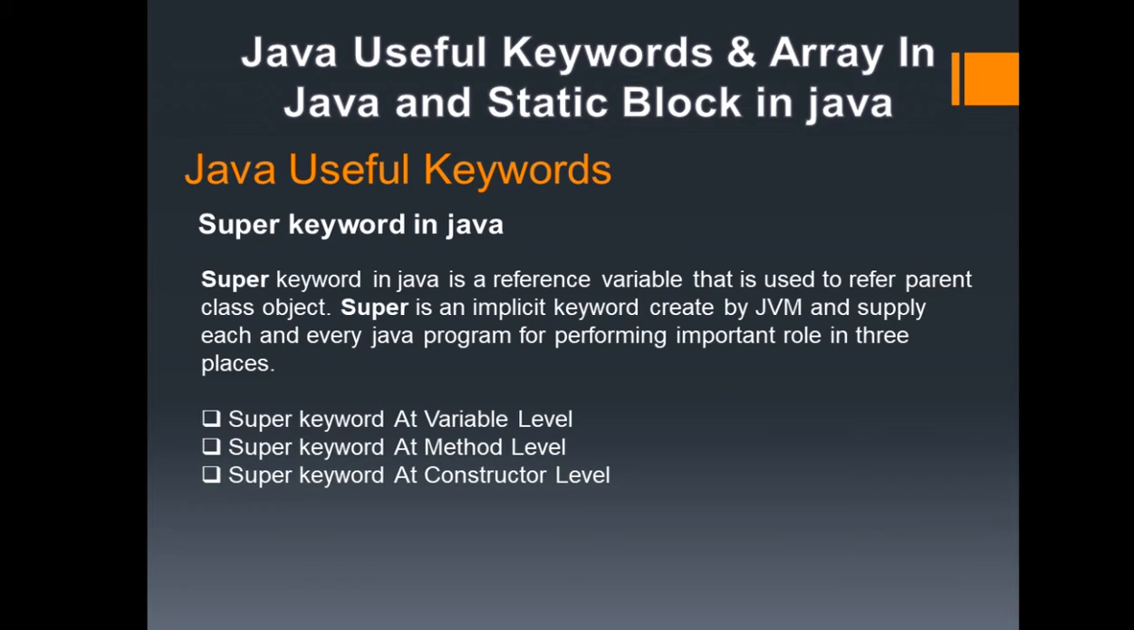Next one, we have the super keyword in Java. Super keyword in Java is a reference variable that is used to refer to the parent class object. Super is an implicit keyword created by JVM and supplied to each and every Java program, performing an important role in three places: super keyword at variable level, super keyword at method level, super keyword at constructor level.